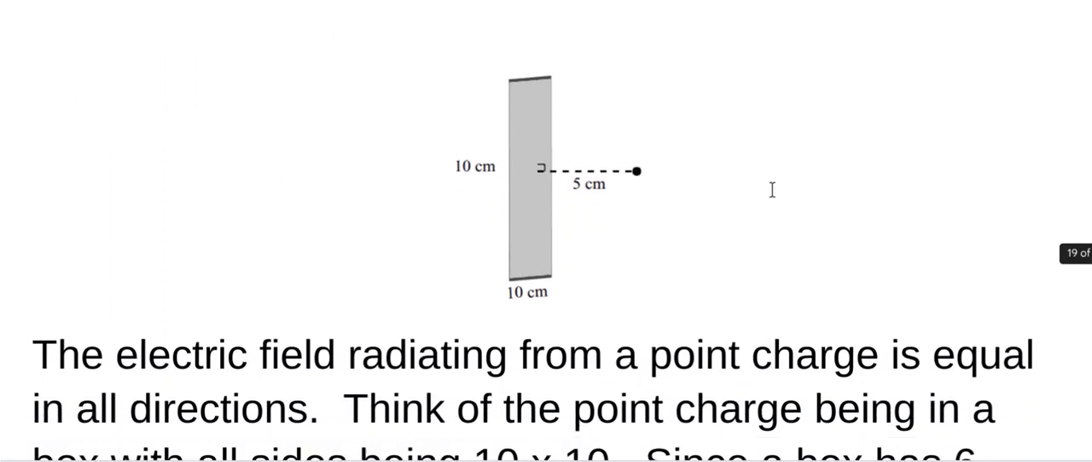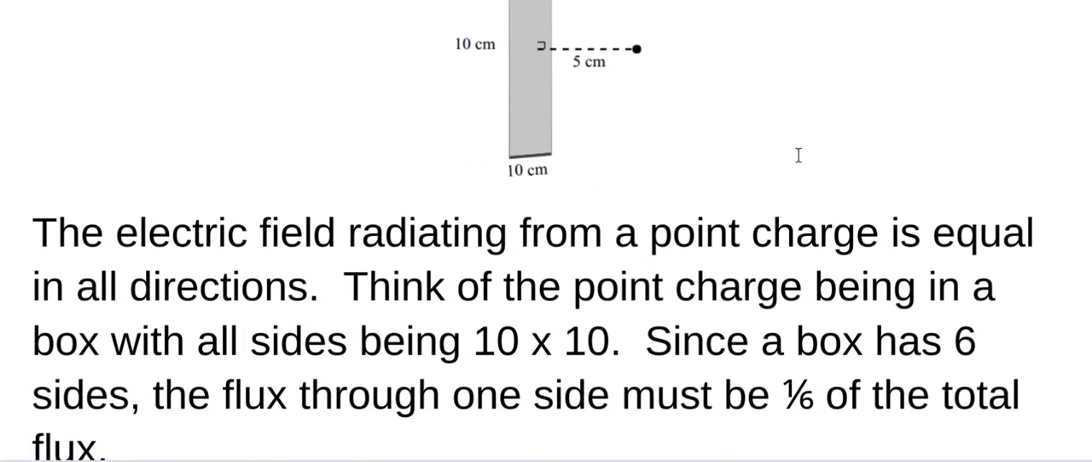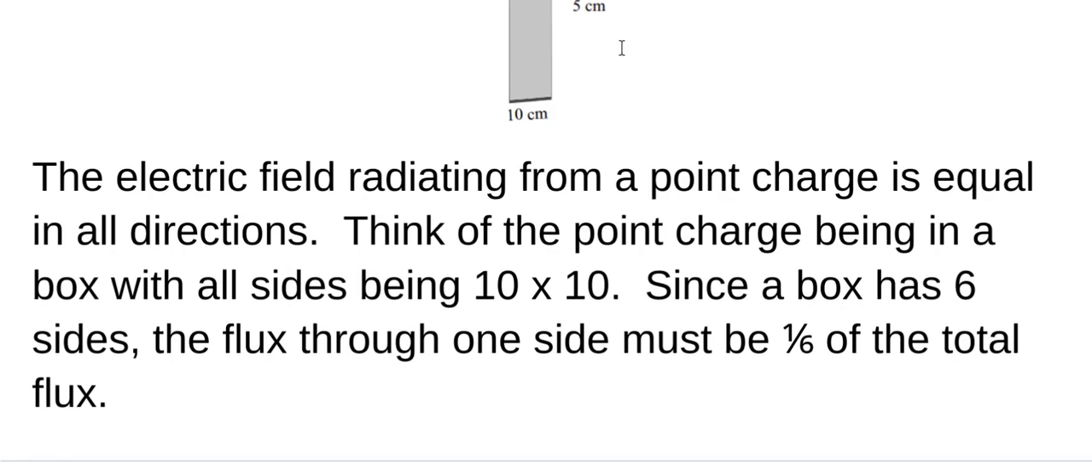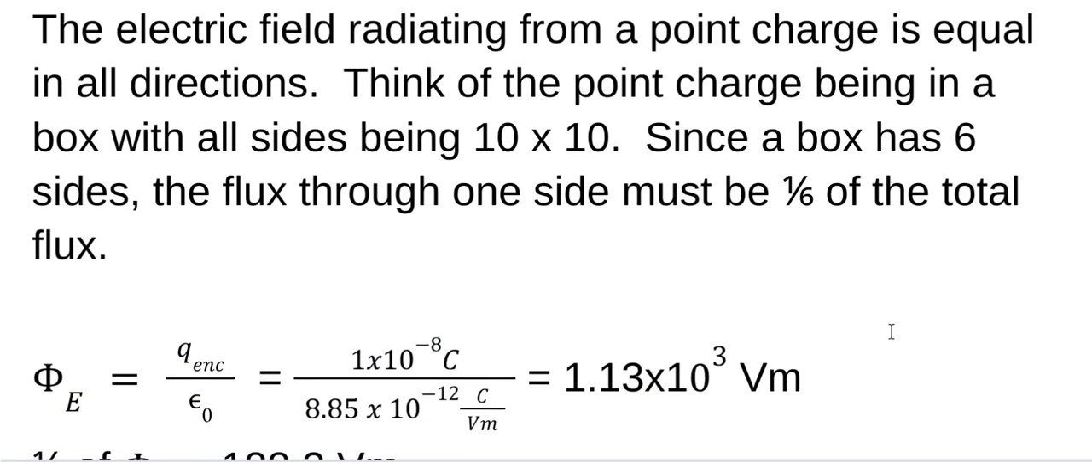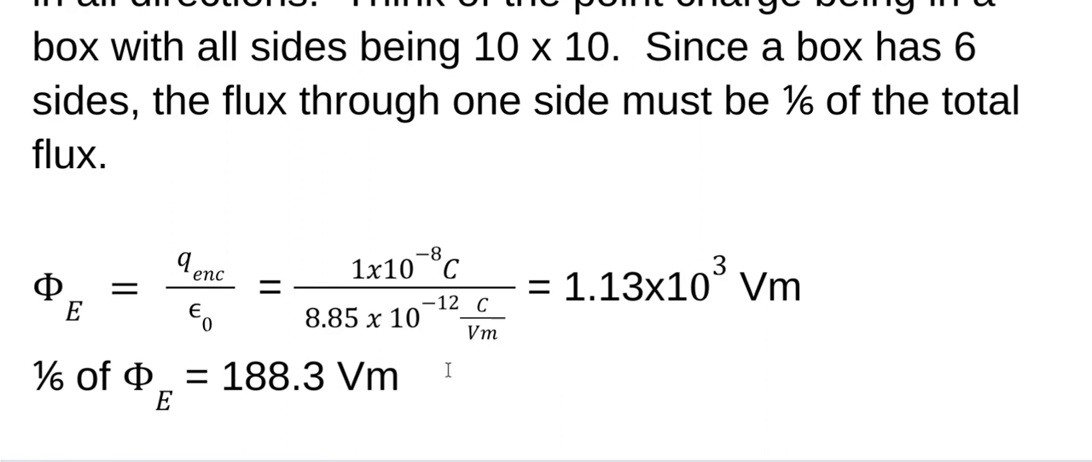All right. So the electric field is radiating everywhere. And since this box now has 6 sides, right? It has 4 sides and a top and a bottom. Then the flux through one side is just 1/6 of the total flux. That's all he wanted you to do. So that was kind of fun. So he gave you the total charge, and you know this constant, so you calculate the total flux, divide it by 6, and boom. That's all that was needed.